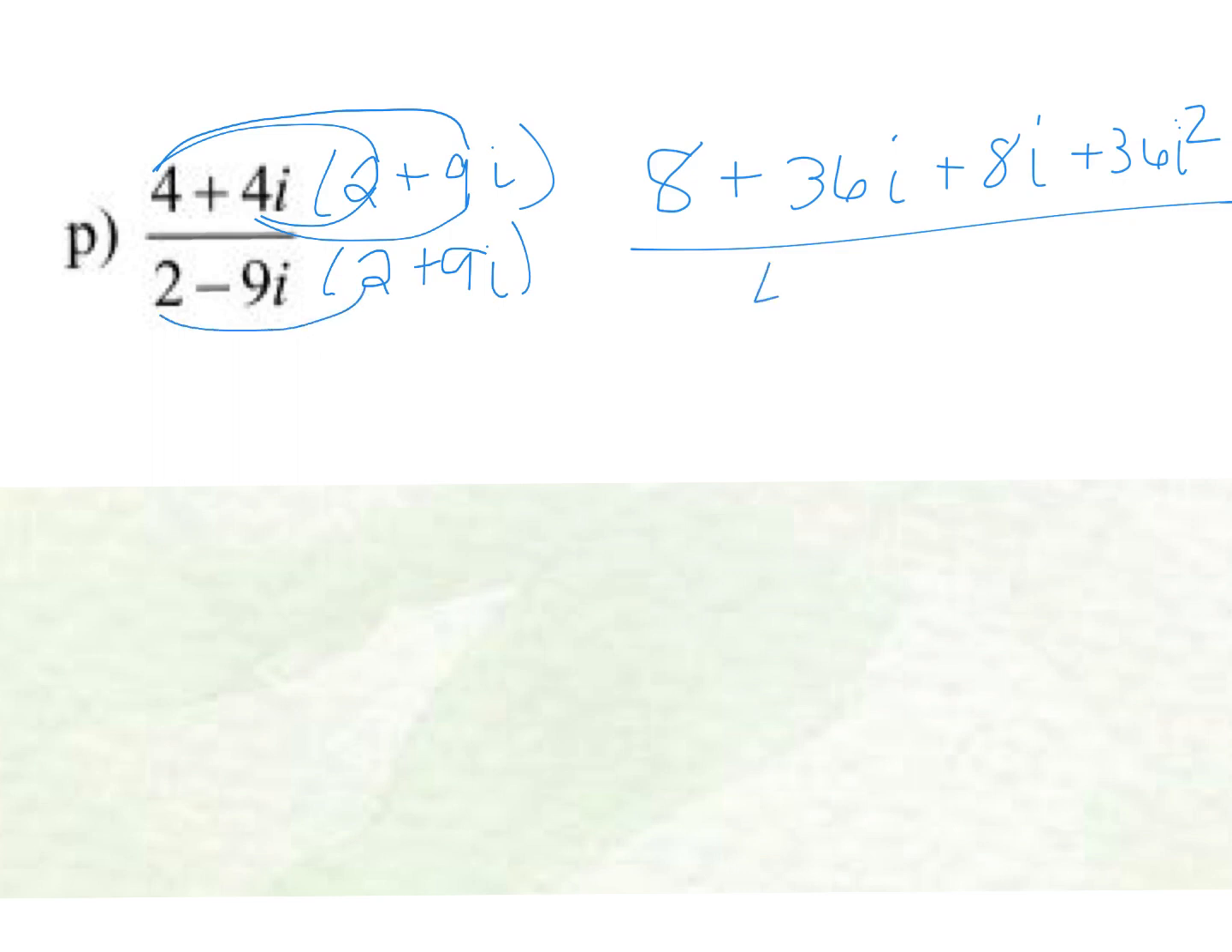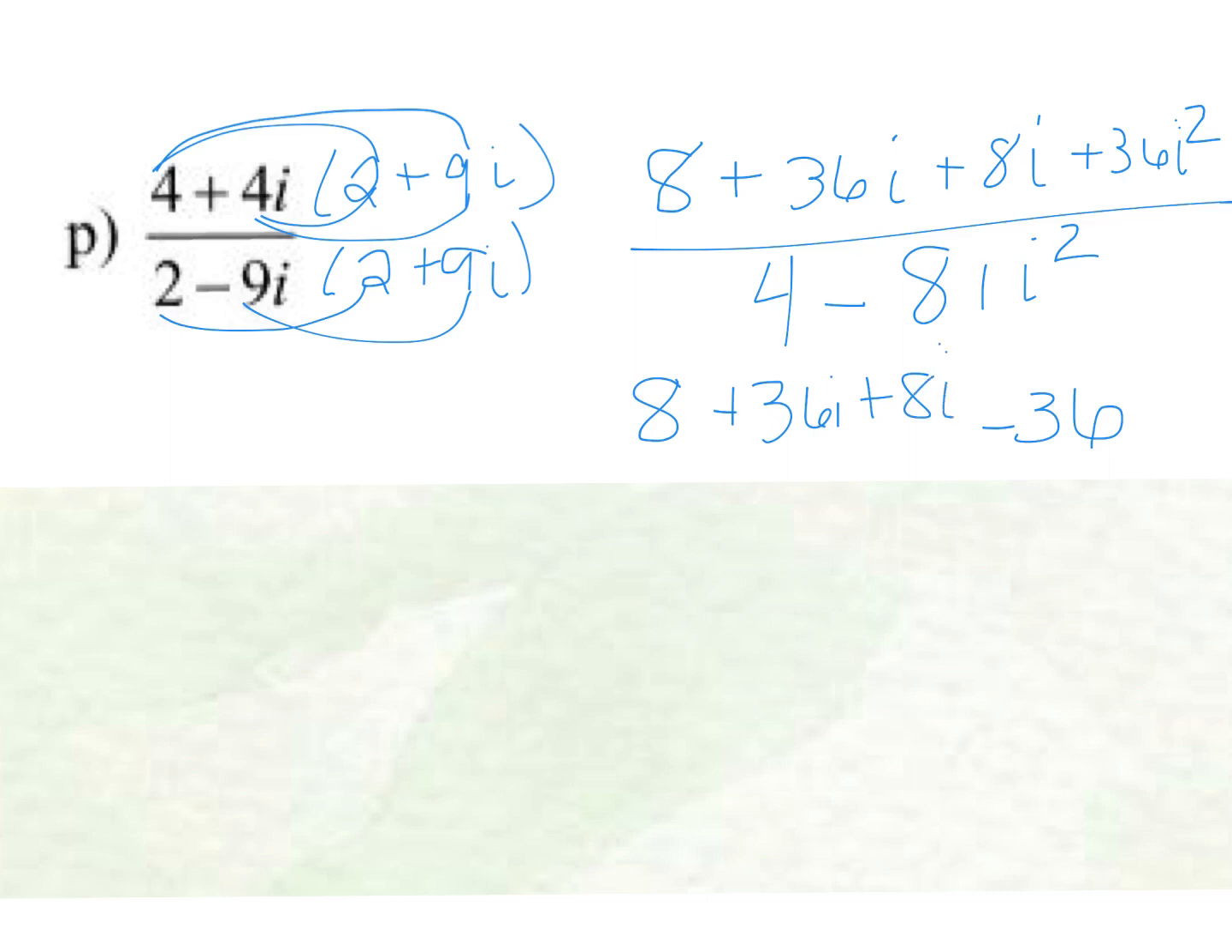So 2 times 2 is 4. And that's going to give me a negative 81i squared. Alright, so now let's go back through and deal with our i squareds. So on top, I'm going to change this positive 36i squared into minus 36. And I'll rewrite to show you what I'm going to do next.